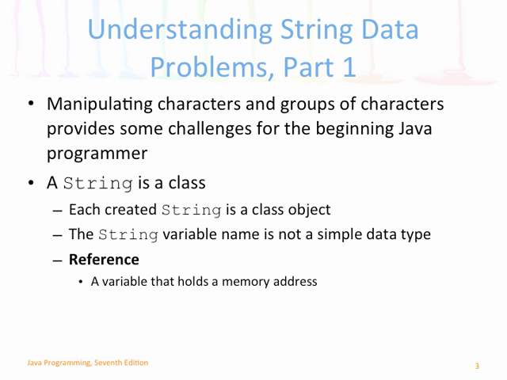So it's different from a class that we write, or a class such as JOptionPane that we have to include. We can just go ahead and use the string class, and each created string is a class object. What that means is that the string variable name is actually a reference, and it holds an address of where that actual string resides in memory.